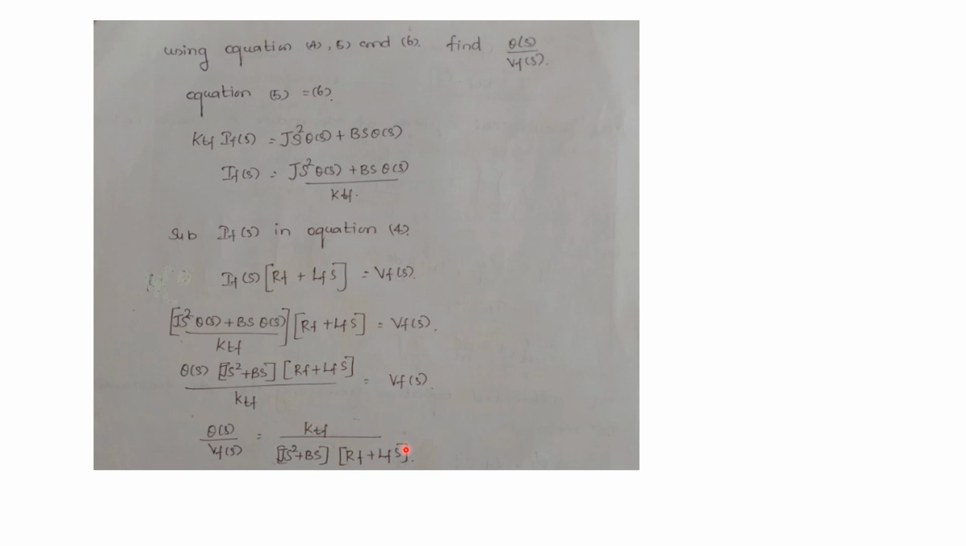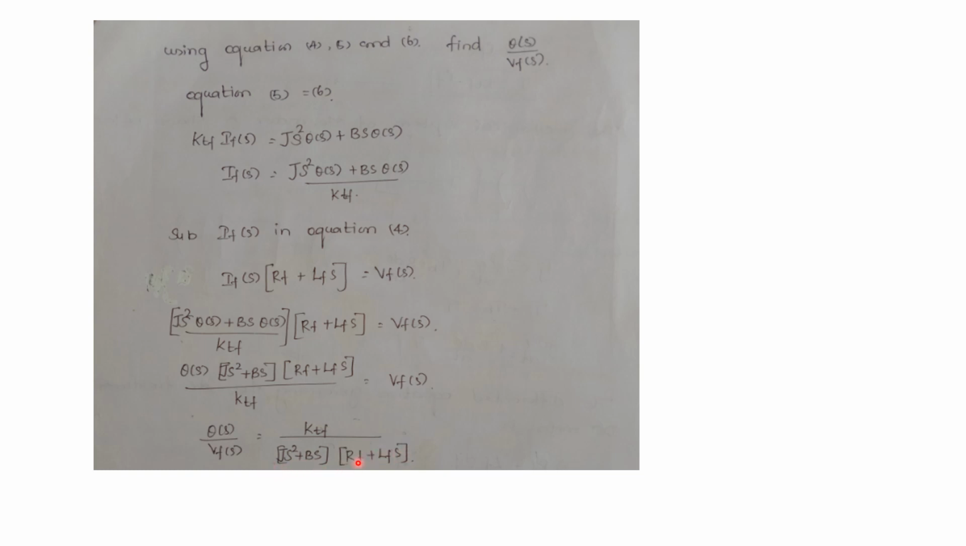Now we have to apply some operations on this transfer function to bring it in the required form. So for that, similar to the armature control DC motor, among these two terms, we have to take the minimum power of S term outside. Here the power of S is S square. Here the power of S is S. This is the minimum power term. So we can take this BS outside.